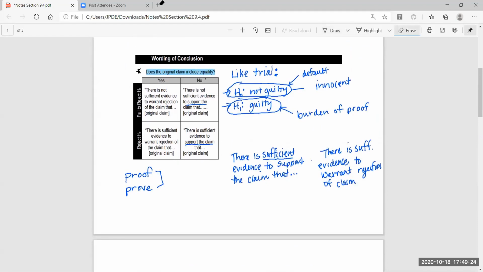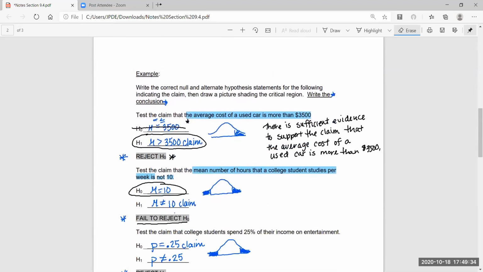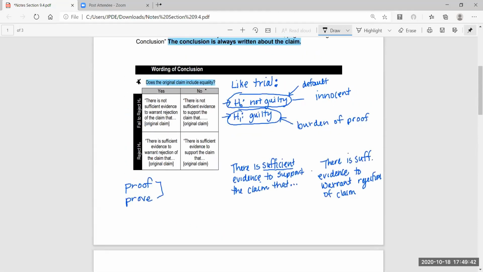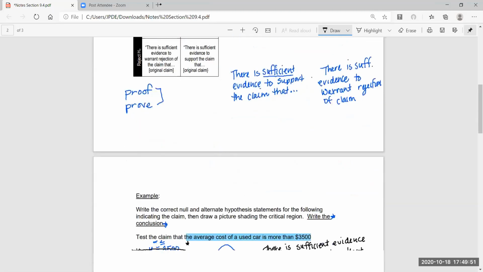So we'll go up here. Let me start with my table again. Does the original claim include equality? The original claim right here does not have an equals. So we'll say no. And this one was a fail to reject. So we're going across here. There is not sufficient evidence to support the original claim.